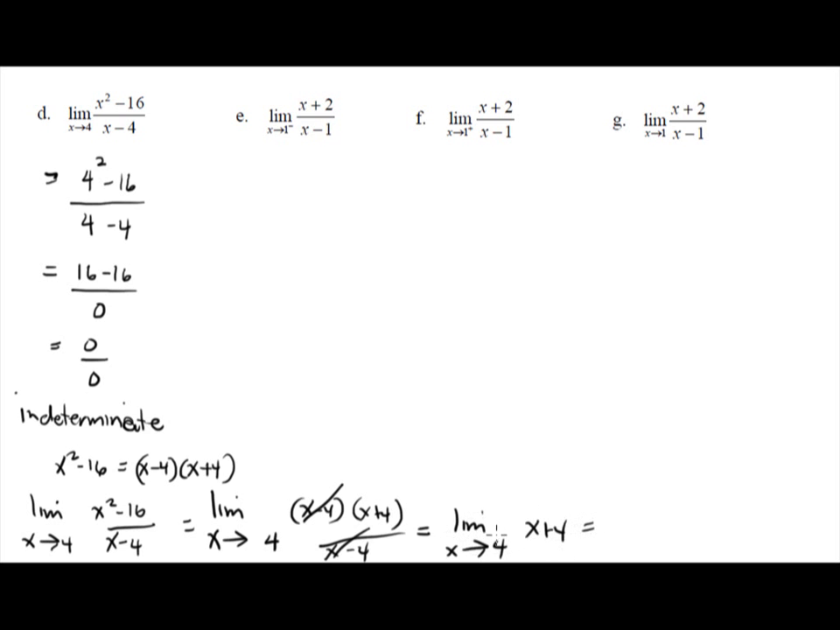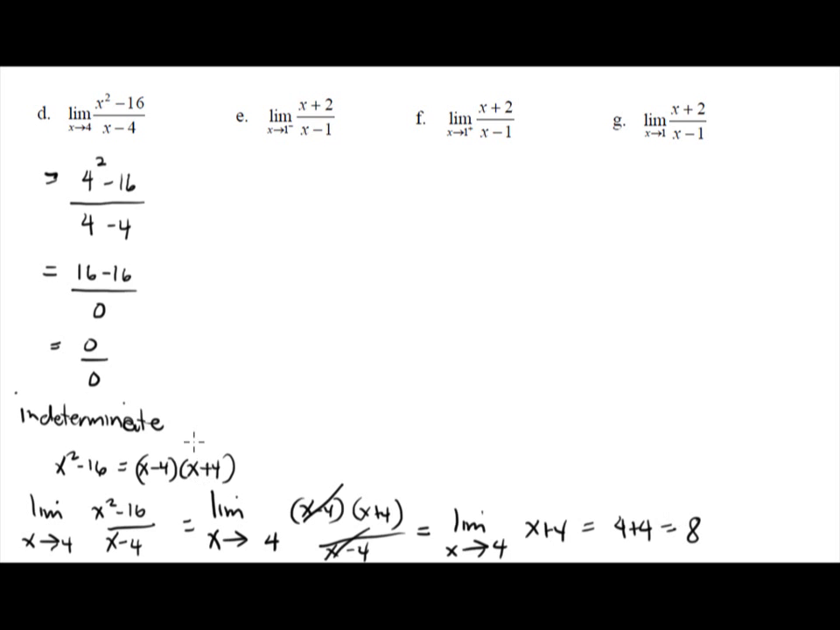Now in this part of the solution we can already use the substitution method. Remember, if I want to get the limit of this, I can do that by simply getting the limit of x plus 4, and that is 4 plus 4 equals 8. So the limit of x squared minus 16 over x minus 4 is actually 8.